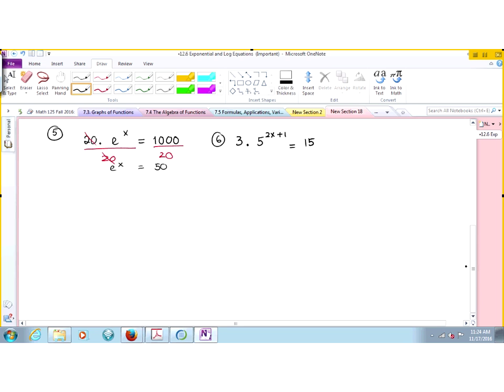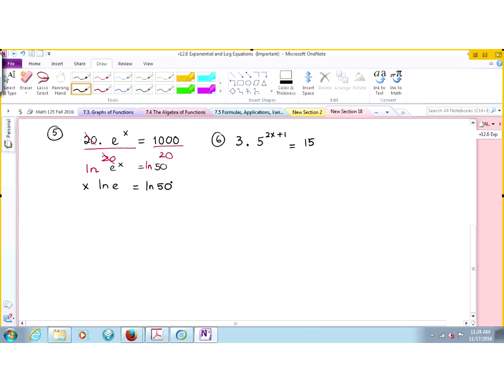All right. So how do I solve it now? Can I write e and 50 using the same base? No, so I need to bring down x. How do you bring down x? With the log of both sides. Log on the left, log on the right. So this is x ln e. So bring down the exponent: x times ln e is equal to ln 50.